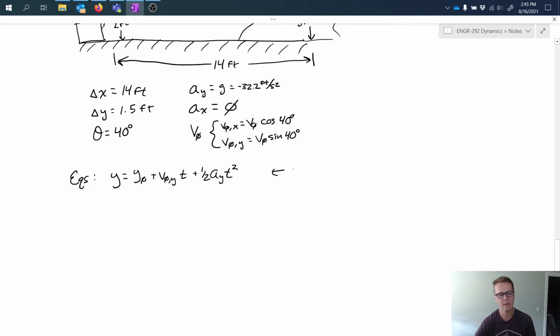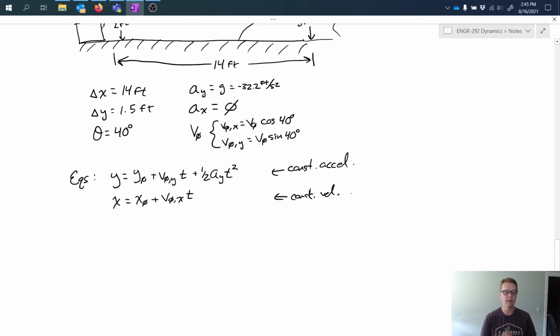So this is constant acceleration, or that's where it comes from. x equals x naught plus v naught x times t, and this equation comes from our constant velocity assumption.